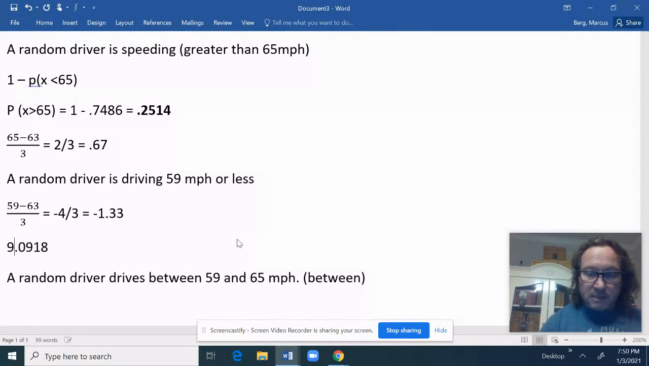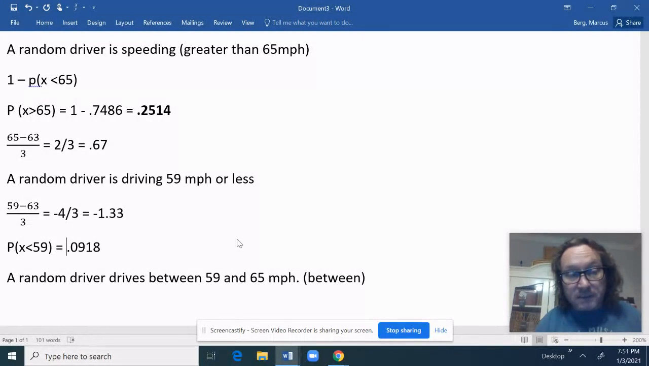So the probability that somebody is going under 59 miles per hour on this particular road, with that particular mean and standard deviation, would be 0.0918, or 9.18%.